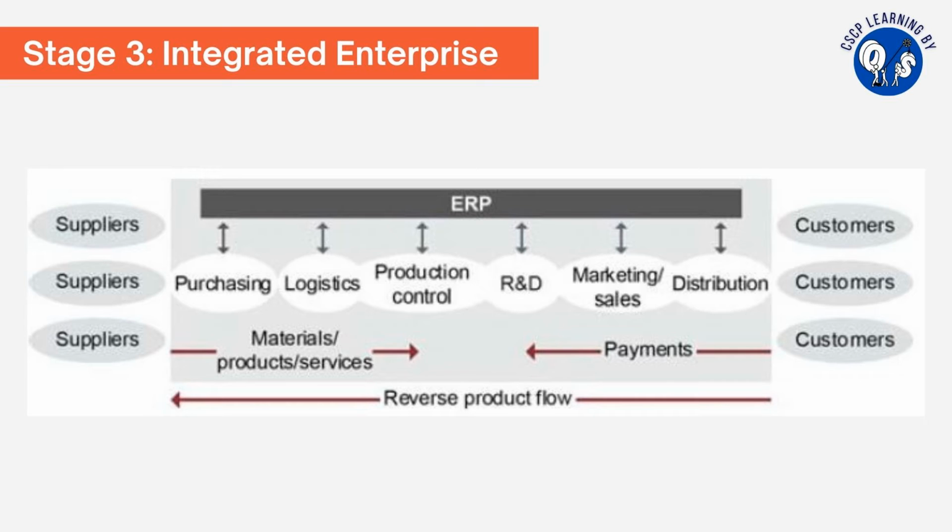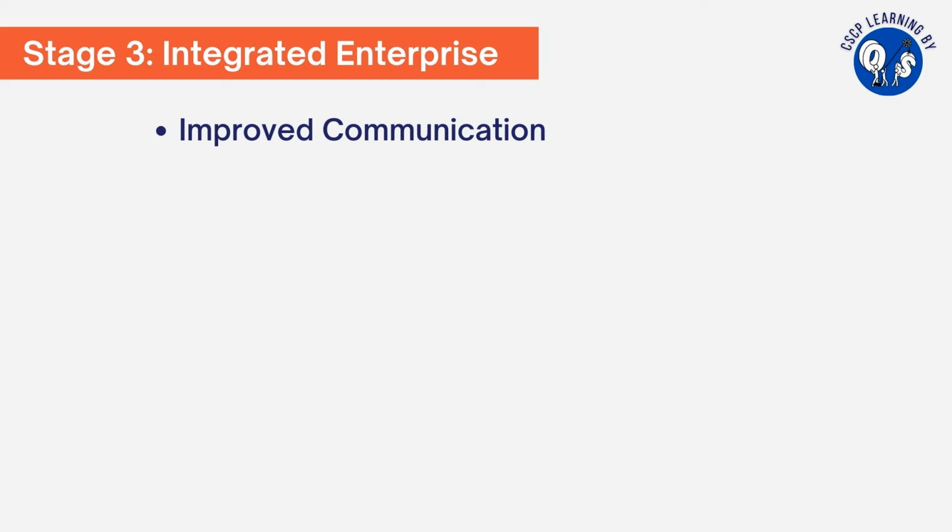In this stage, things really start to change for the better. Here is what makes it different from the previous stage. Improved communication. They use more advanced technology like electronic communication, file transfers, and powerful databases. This makes it much easier for people in different parts of the company to work together, even if they are in different places around the world.